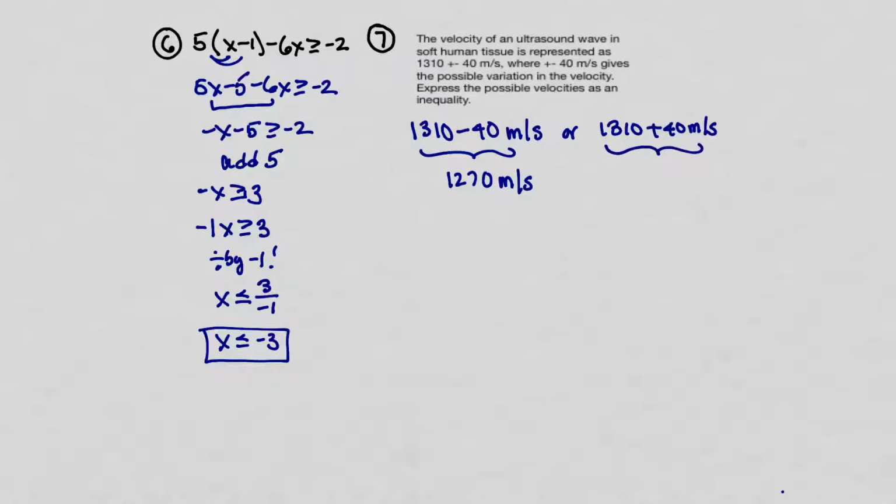And over here on the right, 1310 plus 40 is 1350 meters per second. So now we're just going to say that the velocity, 1270 meters per second, is less than or equal to the velocity, which is less than or equal to 1350 meters per second. And what we're really saying is that the velocity is where? Just visually, where is it? The velocity is between this number and this number.